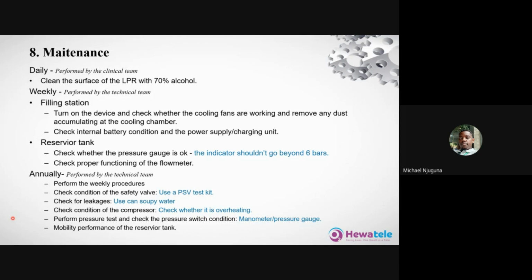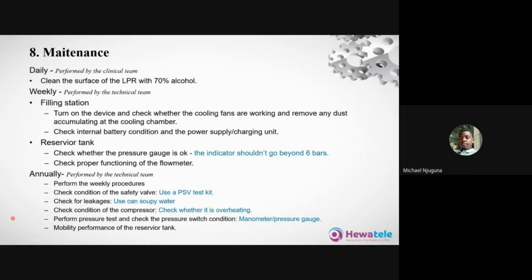Weekly for the reservoir tank, check whether the pressure gauge is working, okay? And make sure that the indicator should not go beyond 6 bars. And this is specific to this brand, the Biomedical one. Check proper functioning of the flow meter, as we had seen much earlier. That flow meter bobbin indicator should not be stuck at the bottom whenever you are trying to open to get some oxygen from the reservoir. So in the event that you notice that, as we had mentioned earlier, clean the flow meter column and also the indicator.